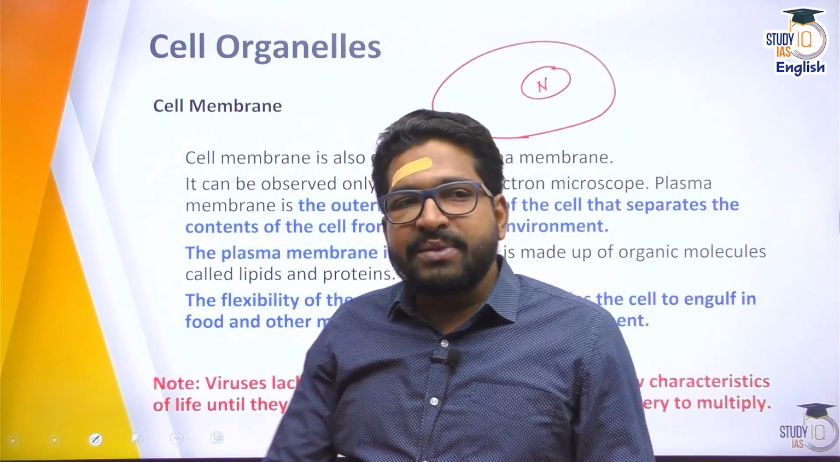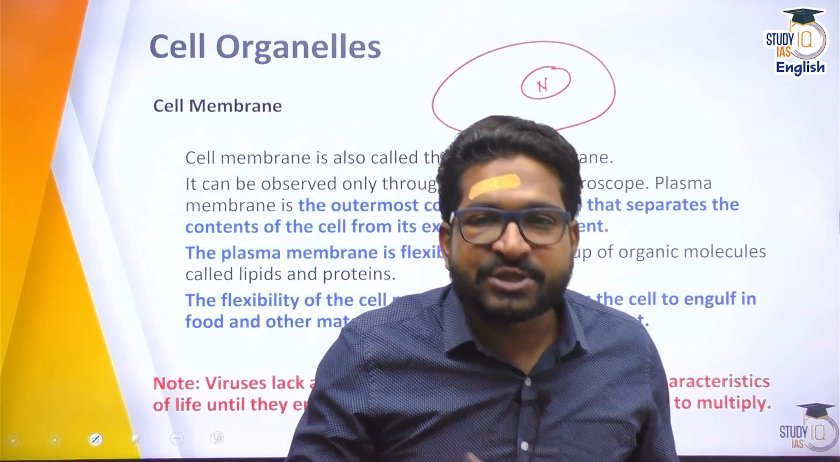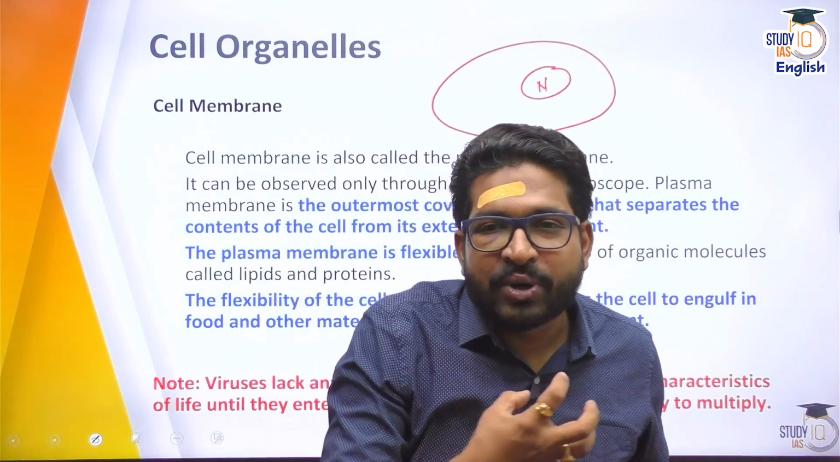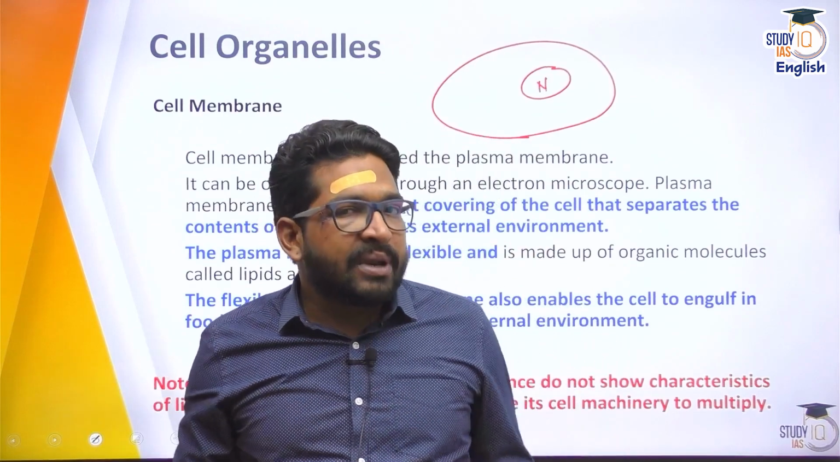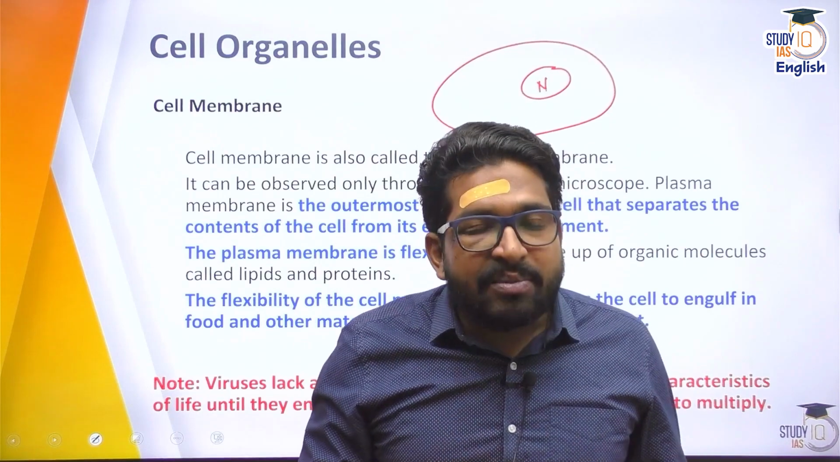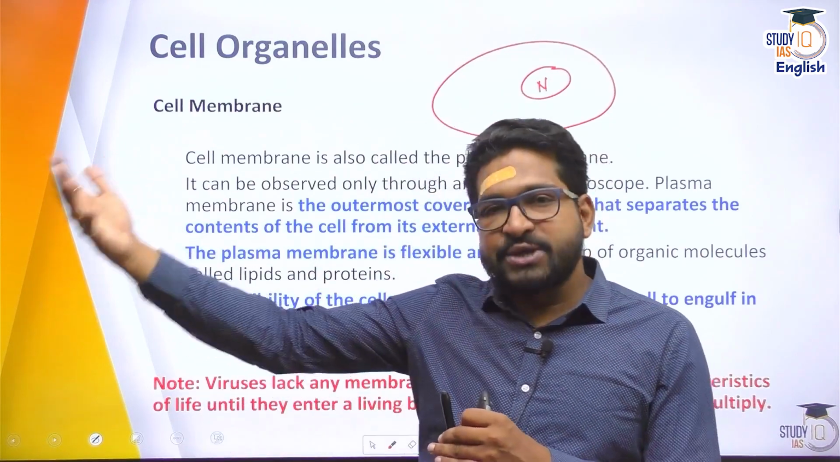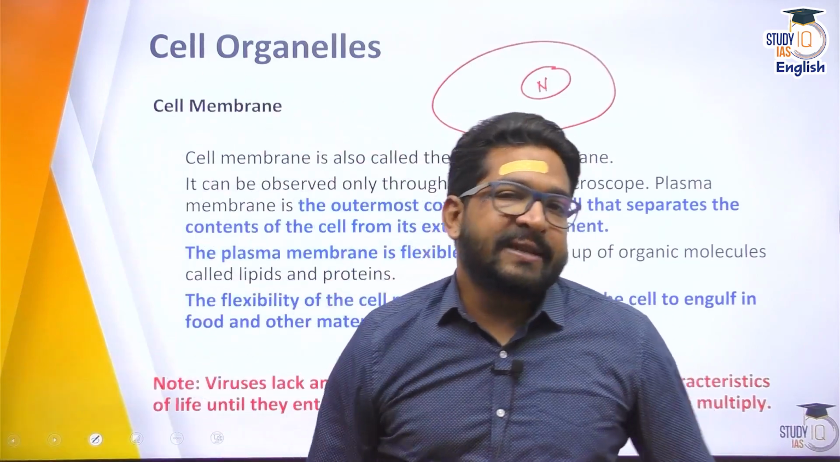Meaning, if something has to enter the cell or if something has to exit the cell, it has to pass through the door. It has to pass through the cell membrane. The cell membrane is made up of different proteins and lipids, and it is semi-permeable. That means it is going to allow things to go out. It is going to allow things to come inside the cell.